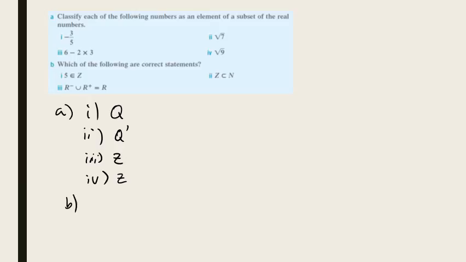B. Which of the following are correct statements? Is 5 an element of Z? So is 5 an integer, in other words? Yes, so it must be correct. 2. Are integers a subset of natural numbers? Incorrect, because it's the other way around. If you saw the circles earlier, N is in Z, not the other way. 3.